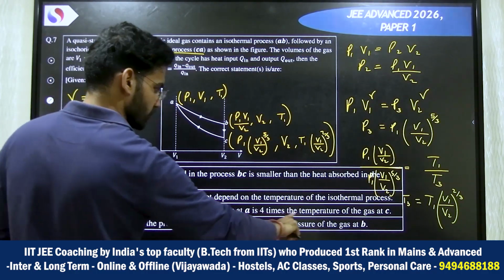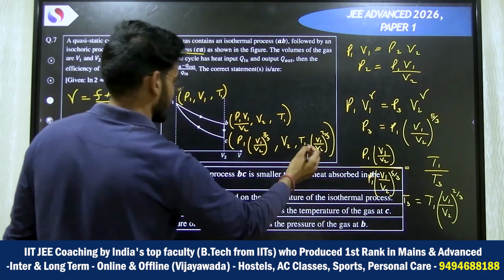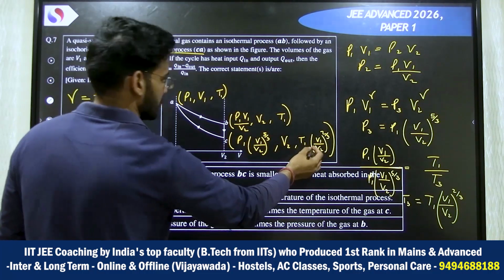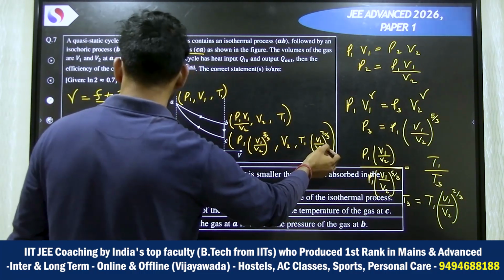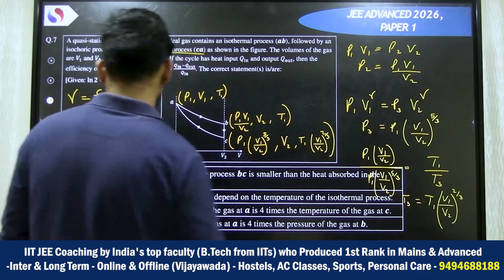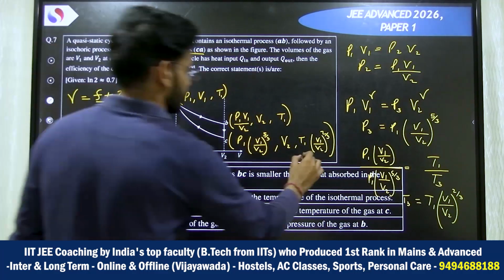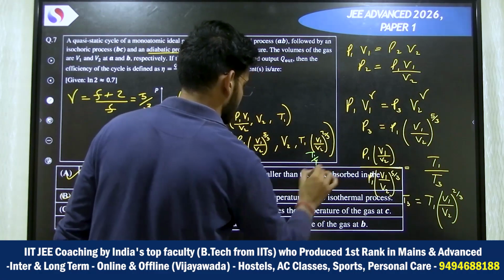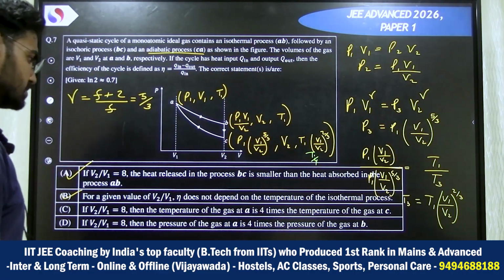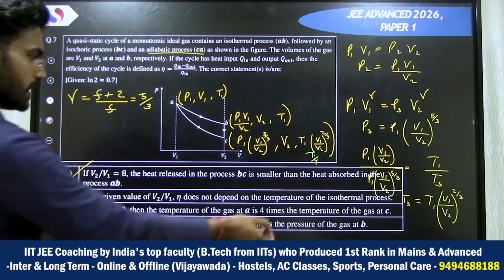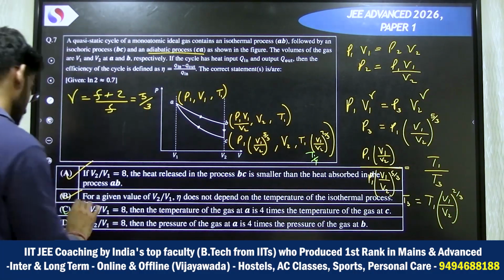Gas at A is 4 times the temperature of the gas at C. So gas at C will be what temperature? Temperature will be V1 by V2, so that will be 1 by 2, 1 by 4. So this will be T1 by 4. Okay, so that's what he's saying. Then the temperature of gas at A is 4 times the temperature at C. That's the correct option.